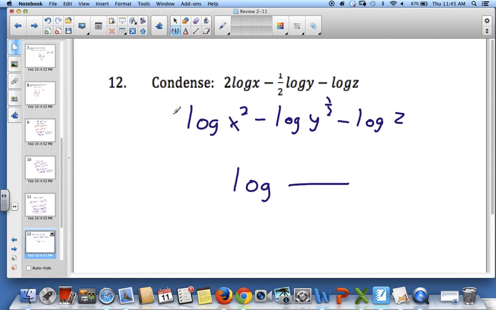Now, the 3 logs combine together to be 1 log, and this is the easiest way to do it. If it has a positive coefficient, this part will be on the top, so x to the 2nd. If it has a negative coefficient, it goes on the bottom. Y to the 1/2, which is the square root of y, and then z, and that's the answer we're looking for right there.